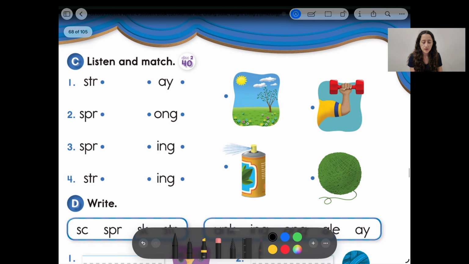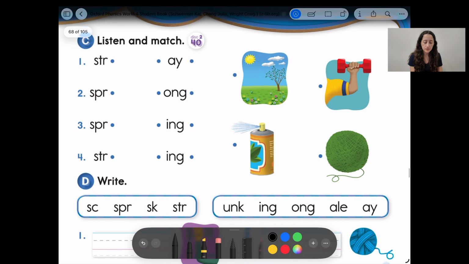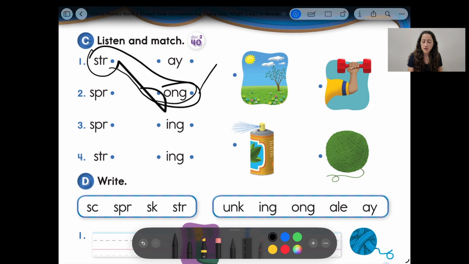Fine, now let's match. So strong, so strong, hey strong.